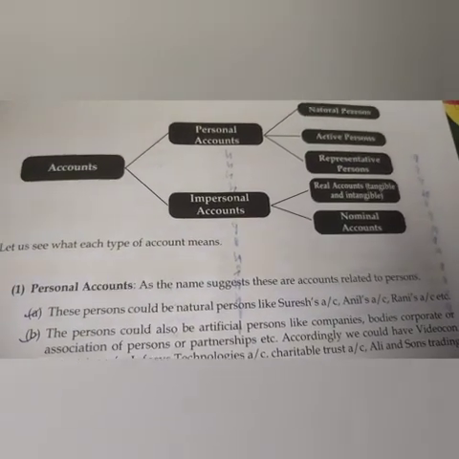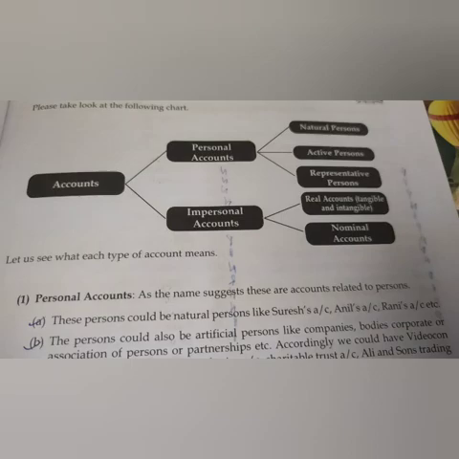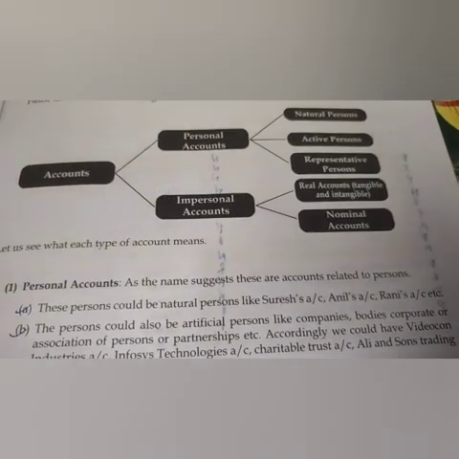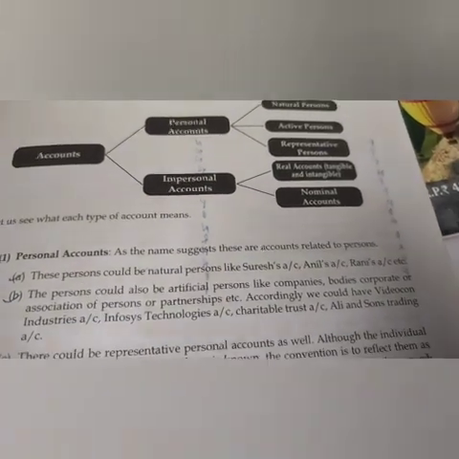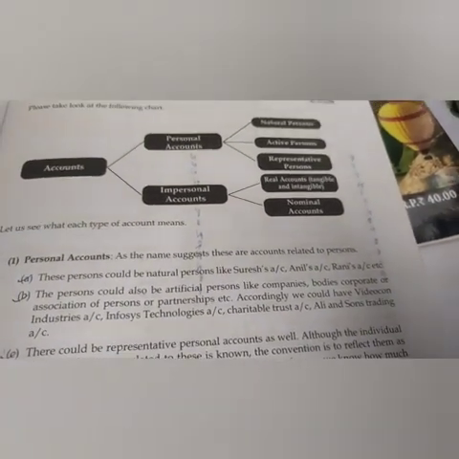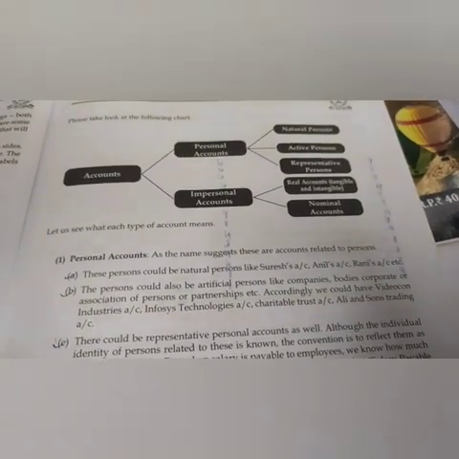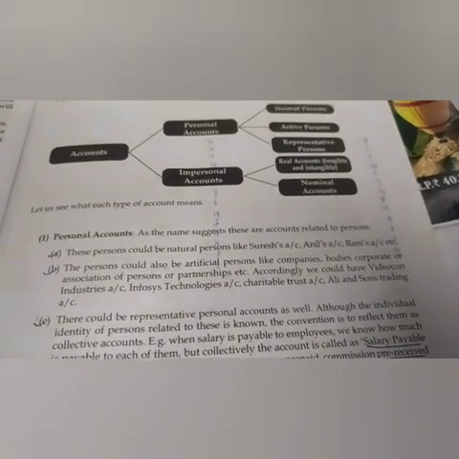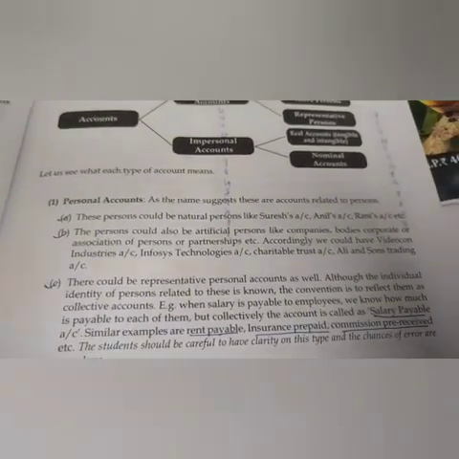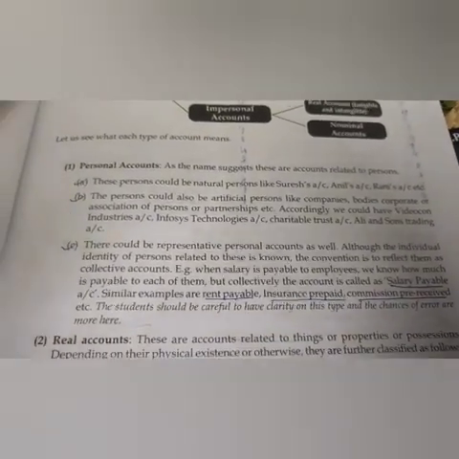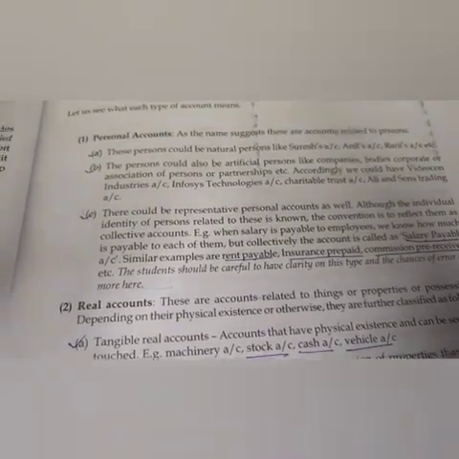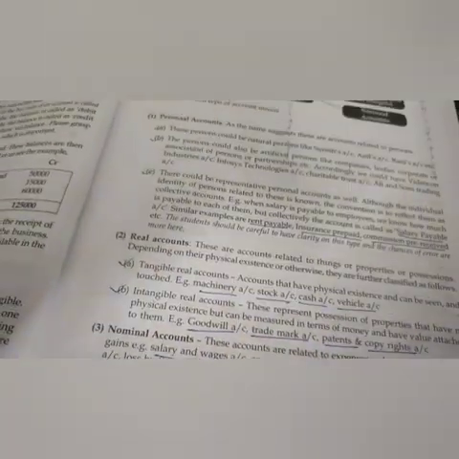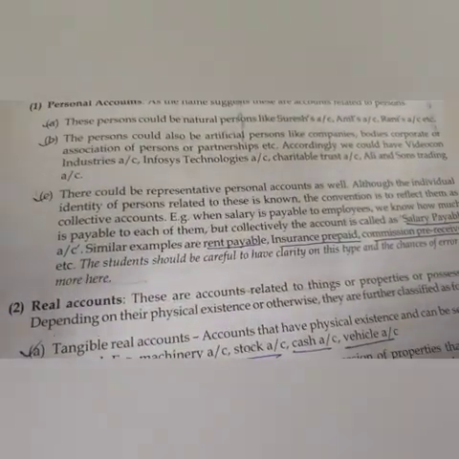In order to solve these examples, we have to be thorough with these accounts. Accounts are divided into two types: personal account and impersonal account. Personal accounts include natural person, artificial person, and representative person. Impersonal accounts include real account, tangible account, and intangible account, and are further divided into the nominal account. So in order to solve this problem, you have to categorize them, whether it is suited to personal account, real account, or the nominal account, based on the rules they have already been provided to you.